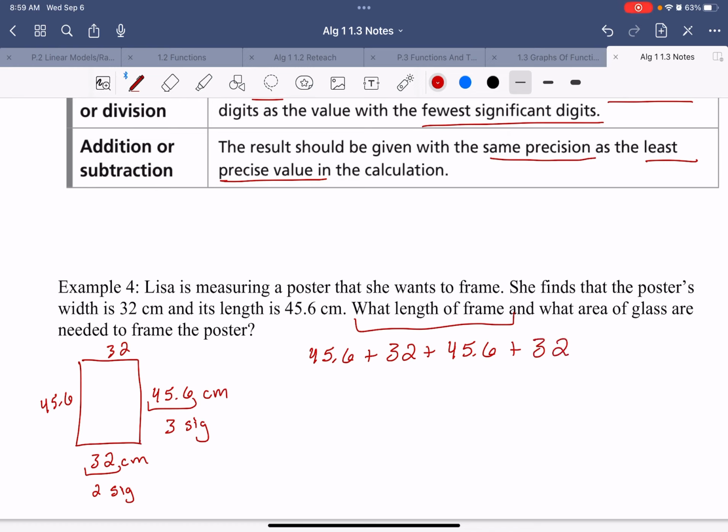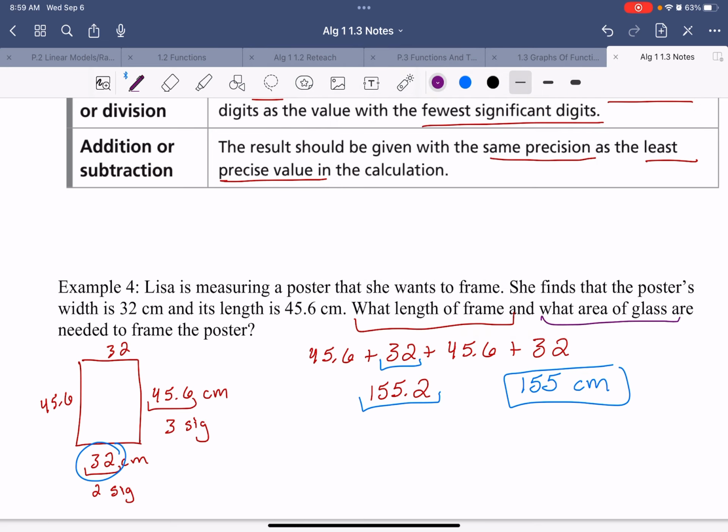If I add them all up, I get 155.2, but I have to round it to the least precise. The least precise here would be this 32 centimeters because it's just whole centimeters. So I need to round this to the nearest centimeter, which would round to 155 centimeters. The least precise, since I'm adding. Next, I want the area.